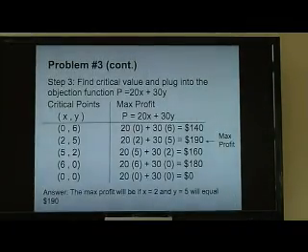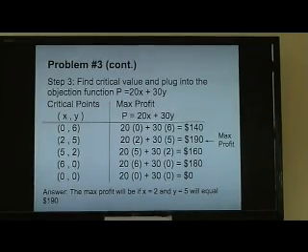Problem 3 continued. Step 3, find the critical value and plug into the objective function of p equals 20x plus 30y. Critical points: 0 and 6, which comes down to 180, wait, 0 and 6 comes to 180; 2 and 5, which comes to 190; 5 and 2, which comes to 160; 6 and 0, which comes to 120; 0 and 0, which comes to 0. The maximum profit would be x equals 2 and y equals 5, which equals $190.